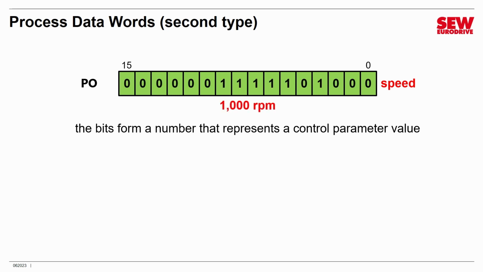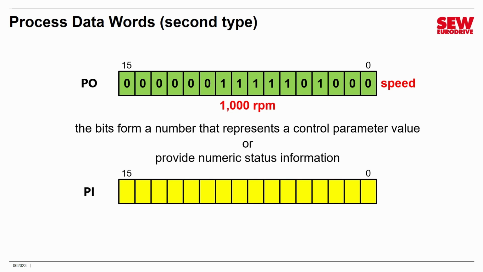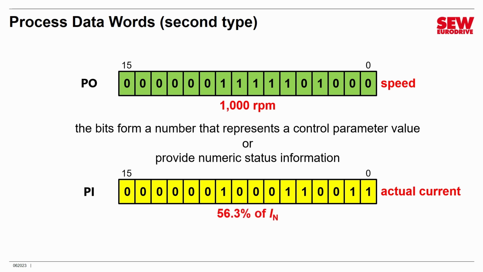Process input words can provide numeric status information. For example, maybe this process input word is sending back the amount of current the motor's drawing, the actual current, and maybe it does it as a percentage. Perhaps this number indicates that the VFD is drawing 56.3% of its nominal current rating. So this is an example of the second category of process data words, providing numeric information.